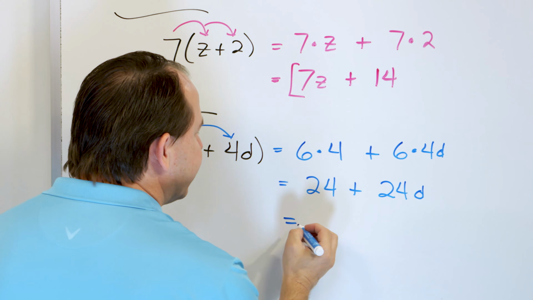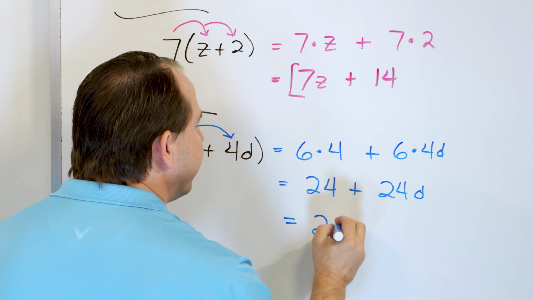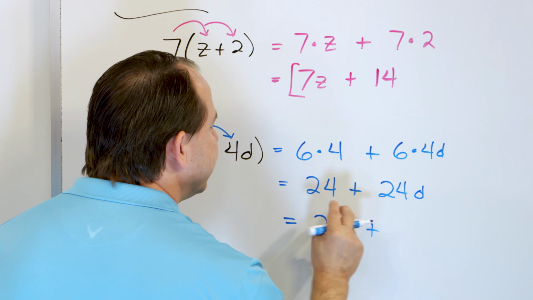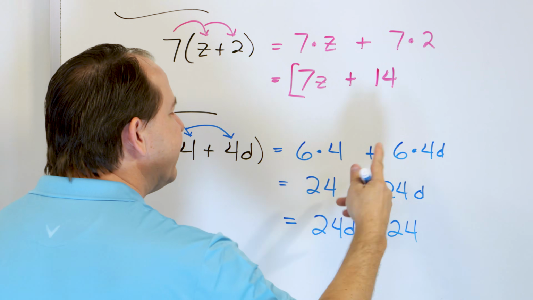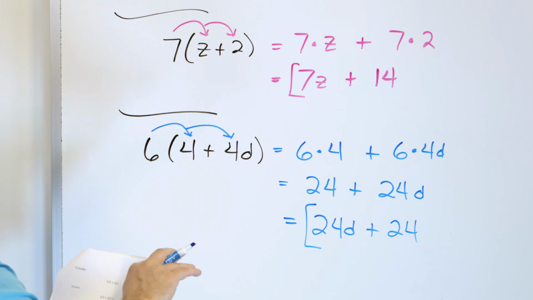Now, usually in the answer, we don't want to write the number first. Usually we want to write the term with the variable first. So put the 24d plus the 24. Because addition, it doesn't matter the order you do it. This is the same exact thing, 24d plus 24.